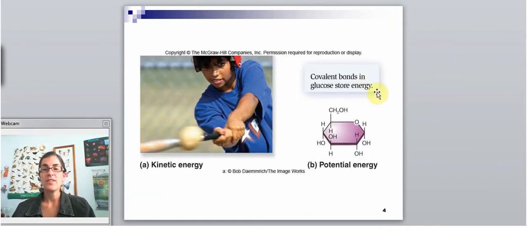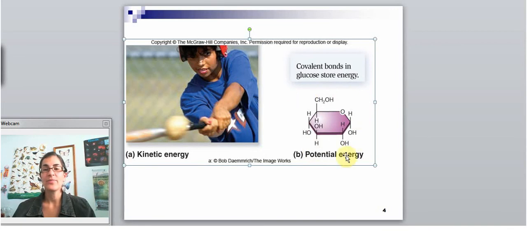We're going to be focusing a lot on glucose. Glucose has these covalent bonds between carbons, and these bonds store a lot of energy. So glucose is a molecule with a lot of chemical potential energy that will be able to be utilized by the cell in complex metabolic processes, cellular respiration, that we're going to talk about in the next chapter next week.